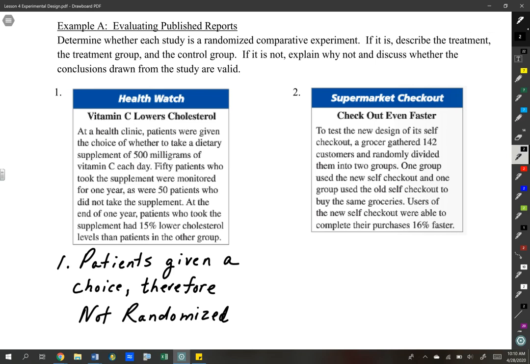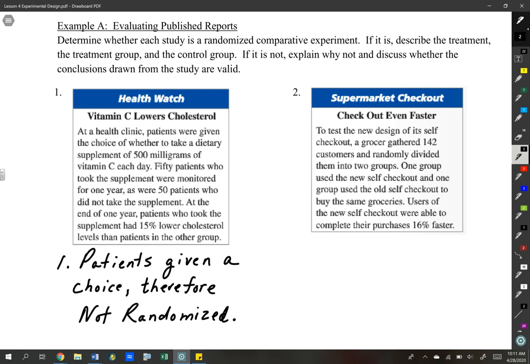I do have a little bit more on my answer key here, which I'll read you. I don't think you have to write all this, but I did say the conclusion that vitamin C lowers cholesterol may or may not be valid. There may be other reasons why patients who took the supplement had lower cholesterol levels. For instance, patients who voluntarily take the supplement may be more likely to have other eating or lifestyle habits that could affect their cholesterol levels, right? So mainly we just want to understand here, since they were not randomly selected, we do not consider this a randomized comparative experiment.